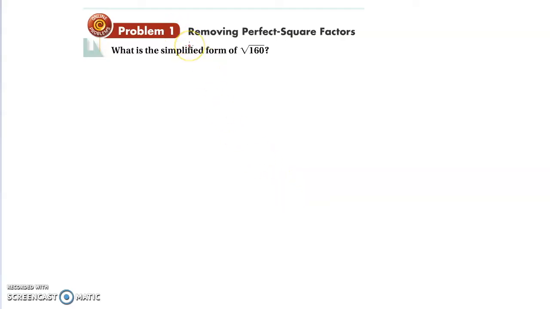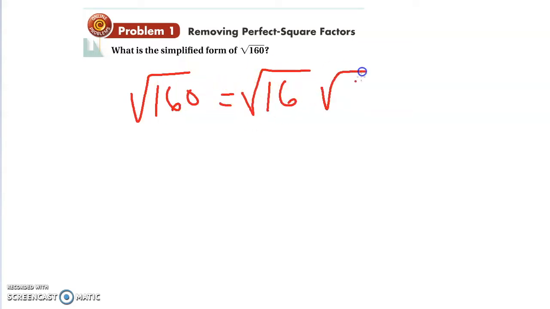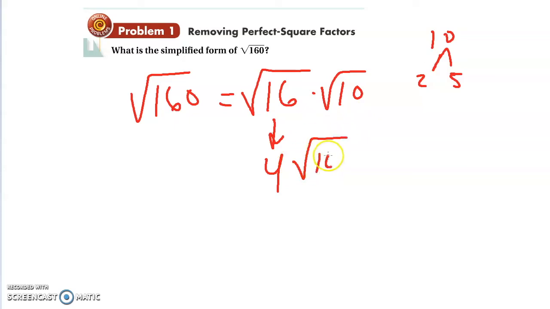Let's look at problem number 1 in your book that talks about simplifying the square root of 160. Now the square root of 160 is the same thing as the square root of 16 times the square root of 10. 16 times 10 is 160. And the square root of 16 is the same thing as 4. Now, does 10 have any perfect square factors in it? If I do a factor tree for 10, it's 2 times 5, and neither of those are perfect squares. So we just leave it like that, and that is our simplified answer.